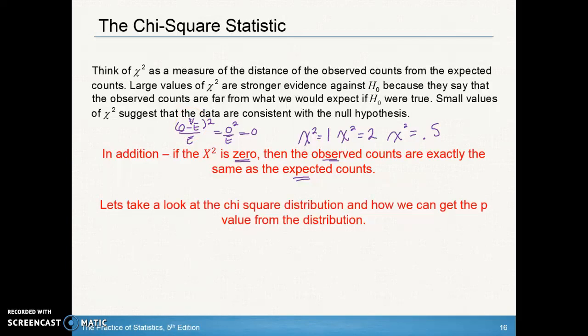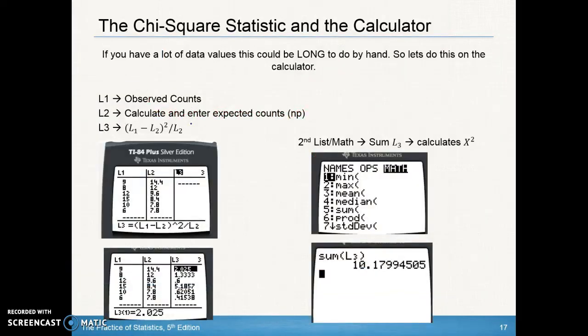Now, what we're going to do next is take a look at the chi-square distribution and see how we get the p-value. Okay, so here's how we're going to get the chi-square statistic. You can do this by hand, but it's going to take a lot of time, and I said you don't need to do that. Let's take a look and see how you're going to do this on your graphing calculator.